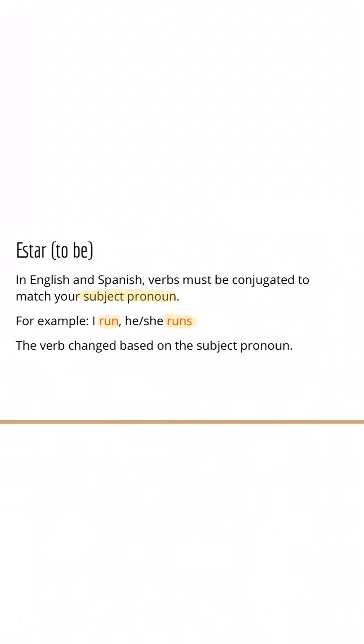What's important to note here, though, is that the verb changed based on the subject pronoun. That means who was the subject in that sentence. Here, it was I. So I conjugate my verb for run. Here, he or she is my subject, so my verb conjugates to runs.